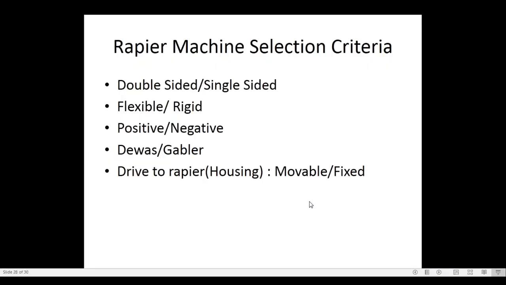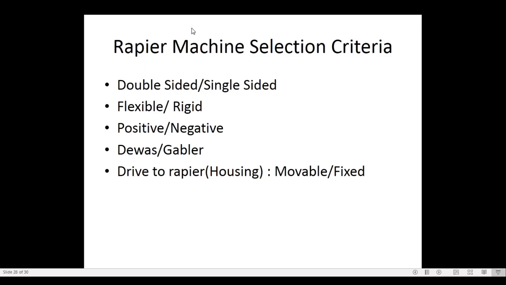So up till now we have seen the classification of rapier machines. Detailed classification we have seen. Now when you want to purchase any rapier machine, or when rapier machine selection is there, the following are the criteria as shown in this slide.